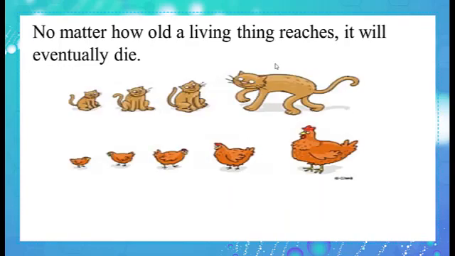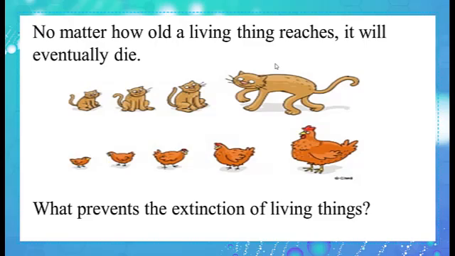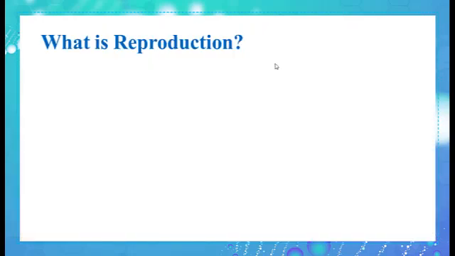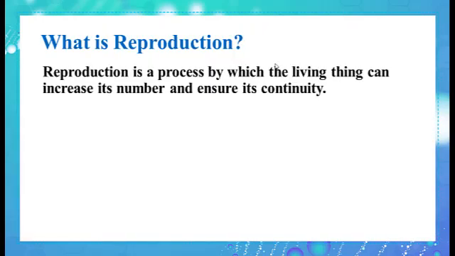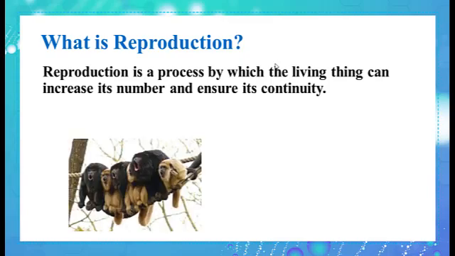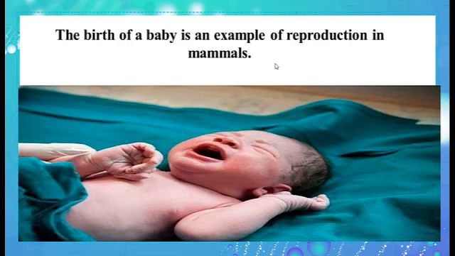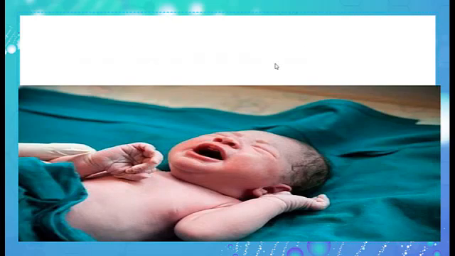No matter how old a living thing reaches, it will eventually die. So what prevents the extinction of living things? Reproduction. What is reproduction? Reproduction is a process by which the living thing can increase its number and ensure its continuity. The birth of a baby is an example of reproduction in mammals.